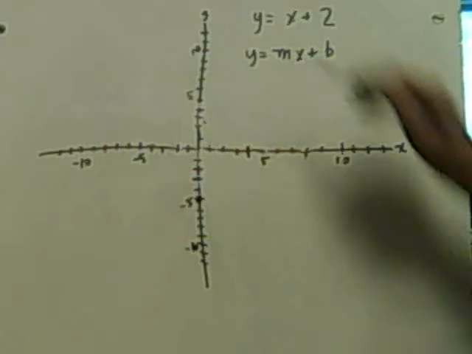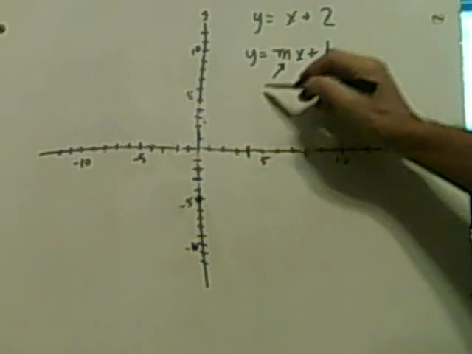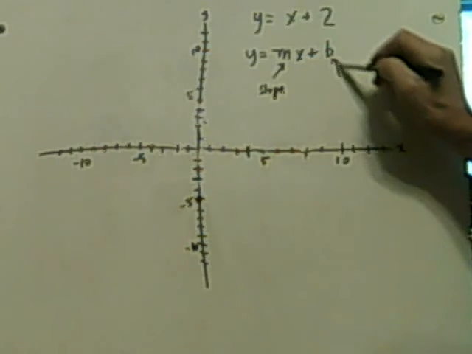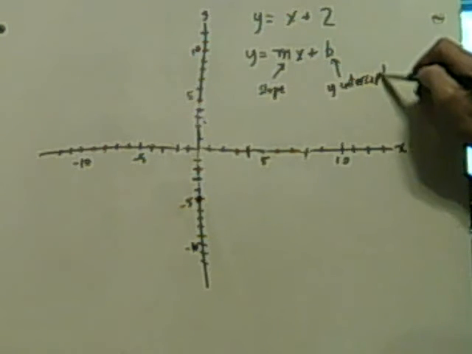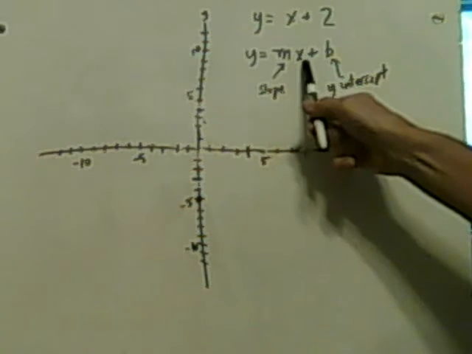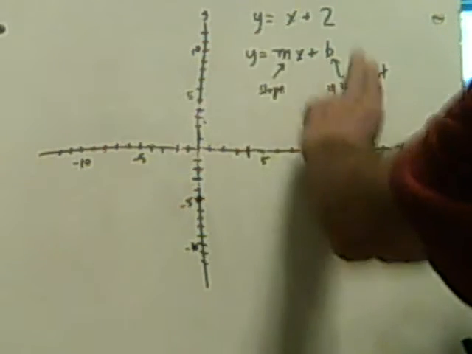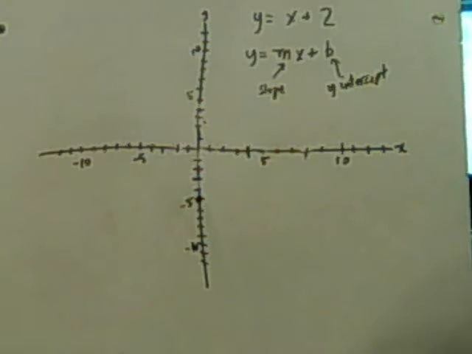And when an equation is placed in this form, this ends up being the slope, and this ends up being the y-intercept. Now, it's not hard to see why this is the y-intercept, because when x is equal to 0, this term in the middle is 0, and y is equal to b. So when x is equal to 0, y is going to be b. That's why this turns out to be the y-intercept, right?